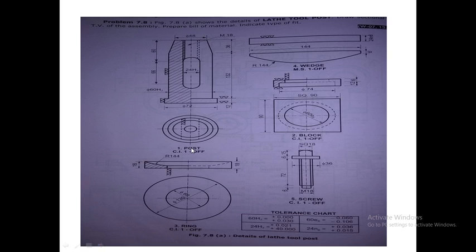The first part, total there were 5 parts. The first part is the post. It is mentioned here clearly, post. Now the post is made up of cast iron and its quantity is 1.